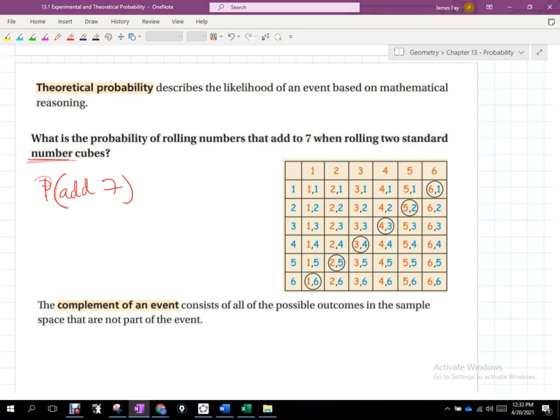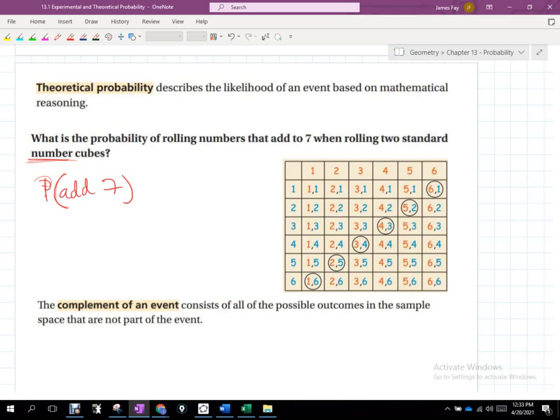What if I go 2 and 5? There's another favorable outcome, right? So now I've got 2 favorable outcomes. 3 and 4, correct? So there's 3 favorable outcomes. Could I go 4 and 3? It's another favorable outcome, right? Because there could be a 4 on this one and a 3 on this one versus the 4 on this one and the 3 on that one. Can I go 5 on this one and 2 on this one? Does that make sense? Okay.